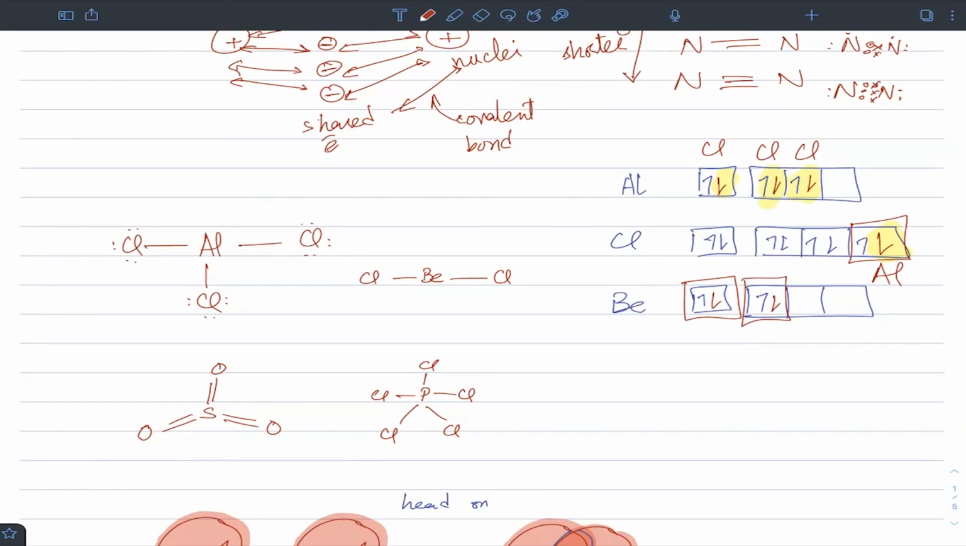Sulfur opens its d orbital and moves these electrons there, because of which it gets what we call an expanded octet. And why is that happening? Because if you look at it, phosphorus is in group 5, right?